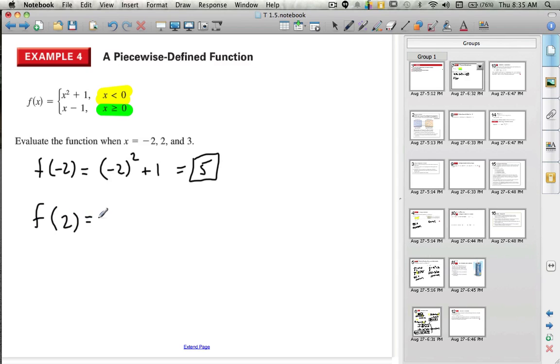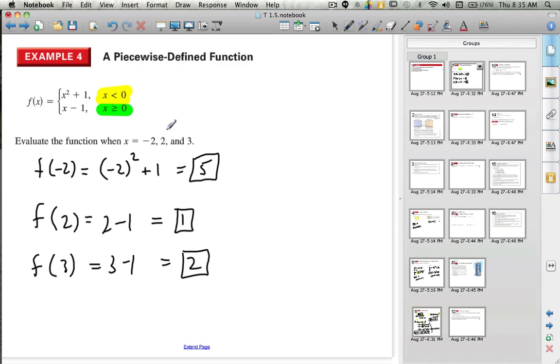2 is equal to 2 minus 1, which equals 1. And 3 is also greater than 0, so I plug it also into that second function. 3 minus 1 is 2. Okay, so when you're working with a piecewise function, first you have to figure out which condition your supplied input fits, and then you know which function to plug it into.